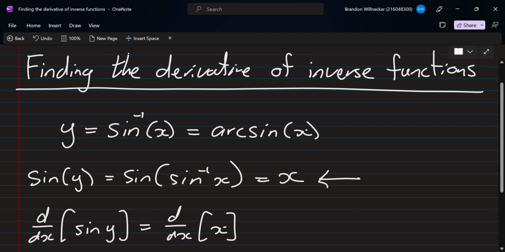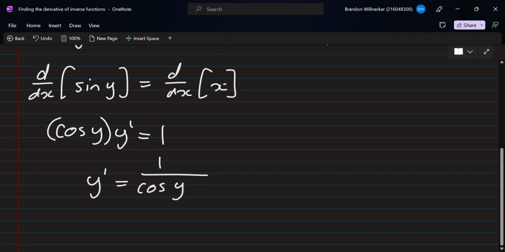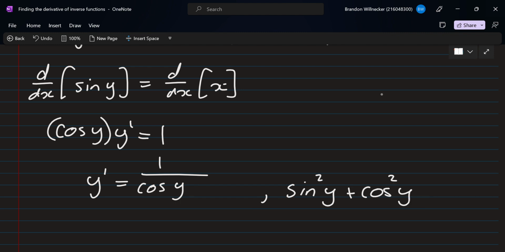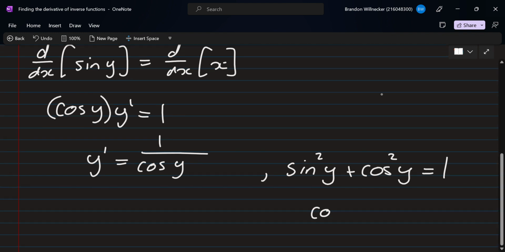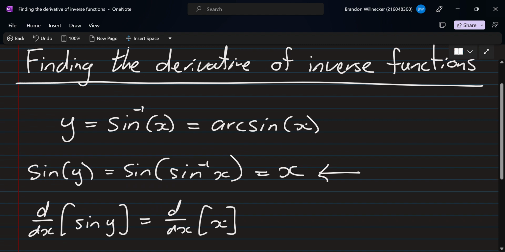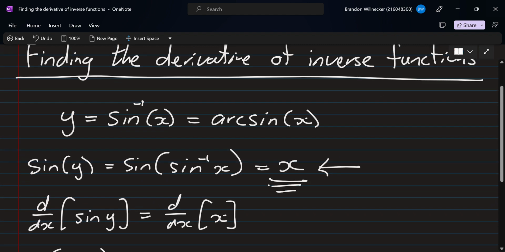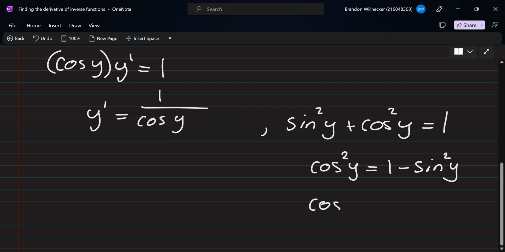We know that sine of y is equal to x. Here we've got cos of y. They're different, but we know the relationship between the two. We know that sine squared y plus cos squared y is equal to 1. It doesn't matter what y is, it's still equal to 1. So let's solve for cos of y. So cos squared y is going to be 1 minus sine squared y. But sine of y is just x. So we can substitute that. So cos squared y is going to be 1 minus x squared.